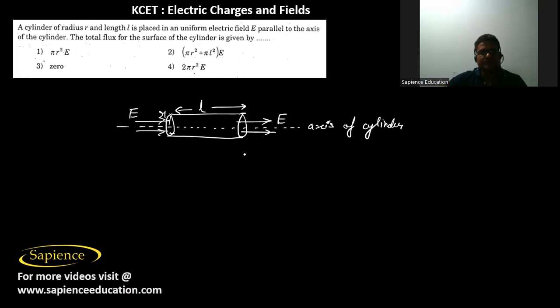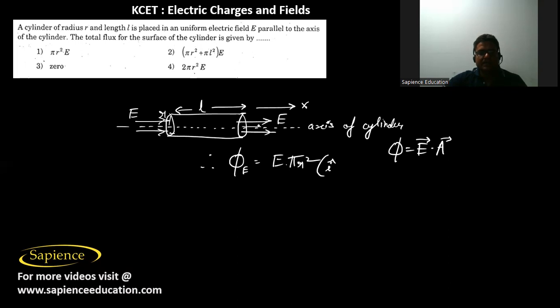So the electric field is uniform. Therefore, the net electric flux will be equal to E dot A. Let's say this is the x-axis. We know that flux is equal to E dot A, so for this surface it will be E into pi r square, since here the electric field is along i cap only, and the area vector is also along i cap only. So i dot i will be plus 1.